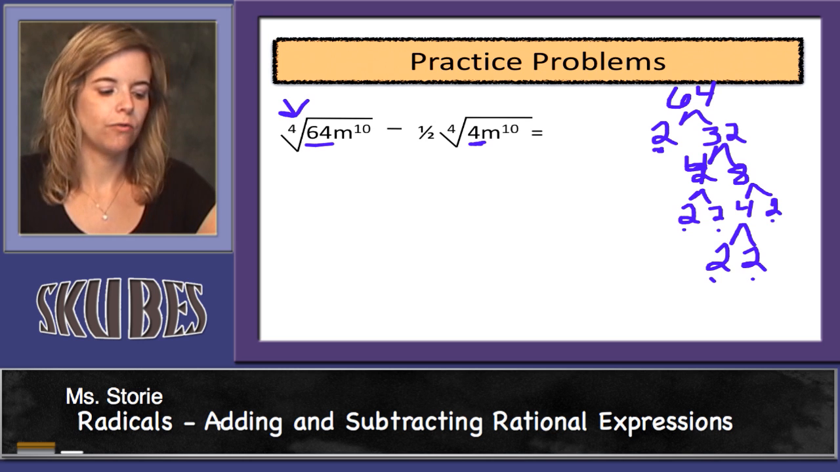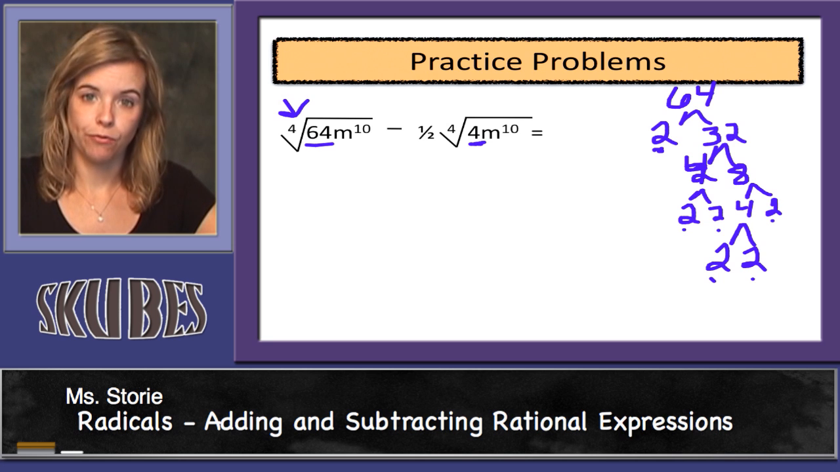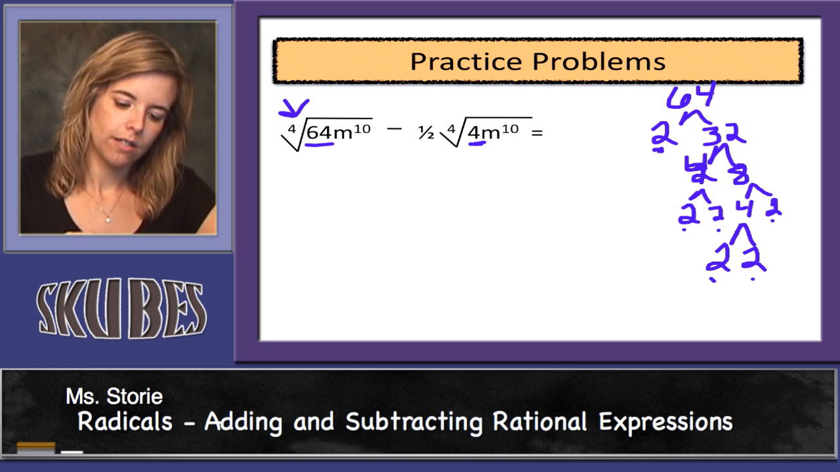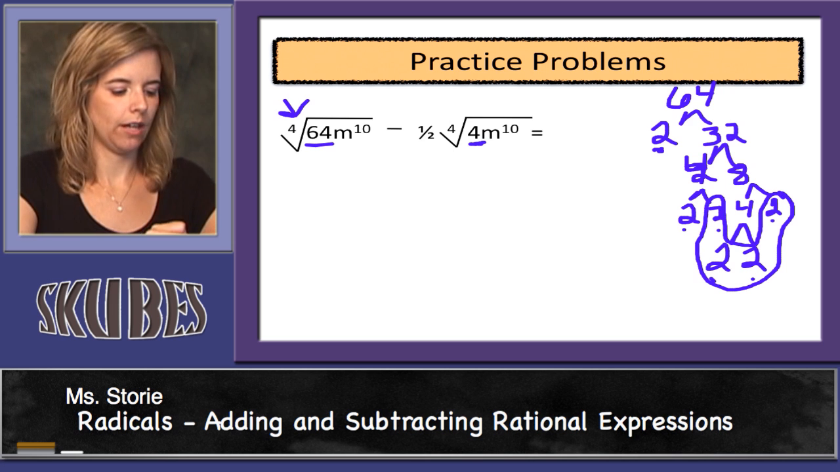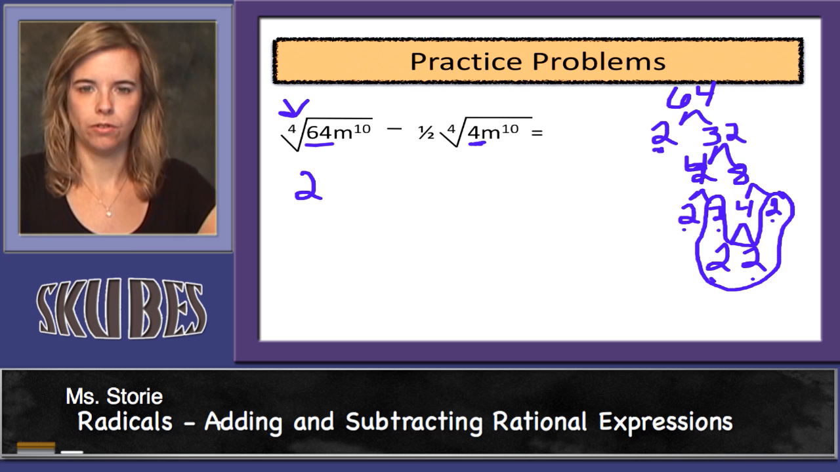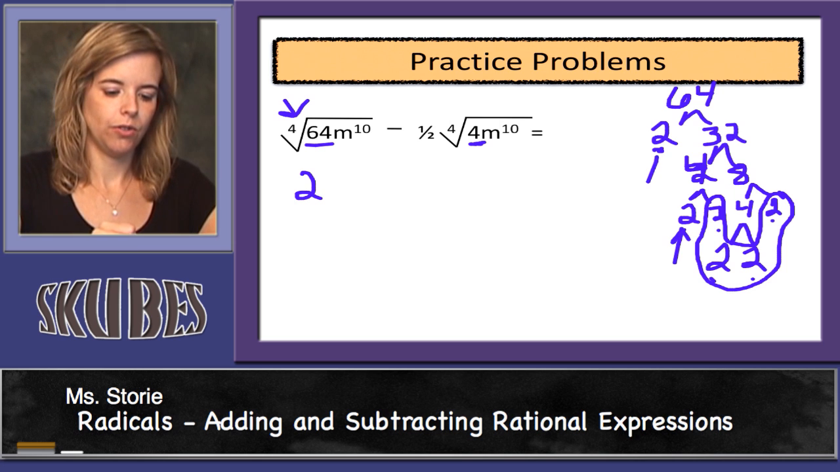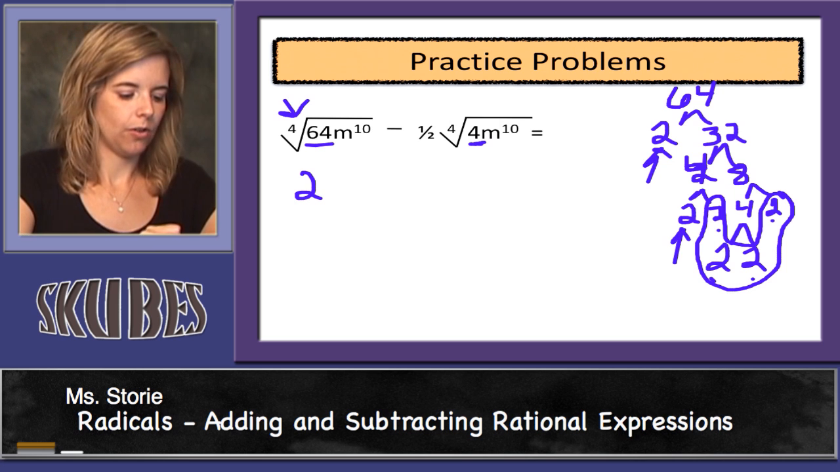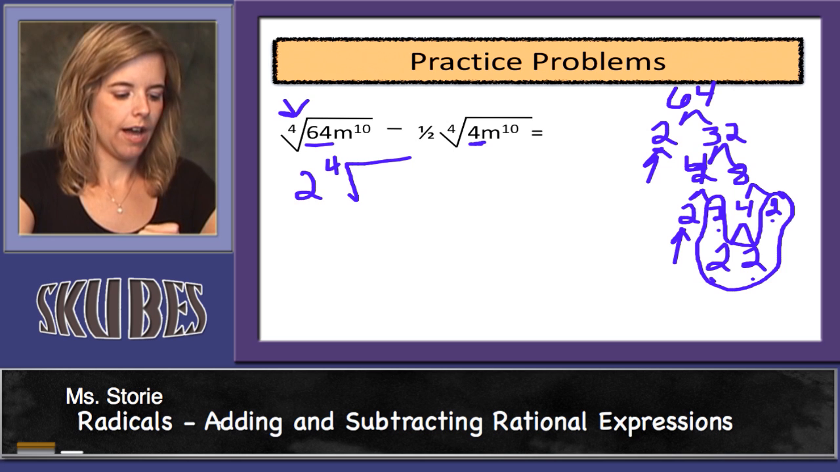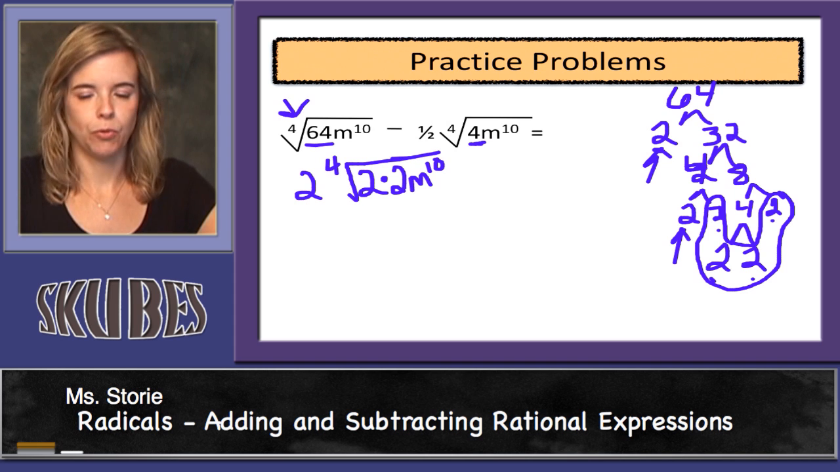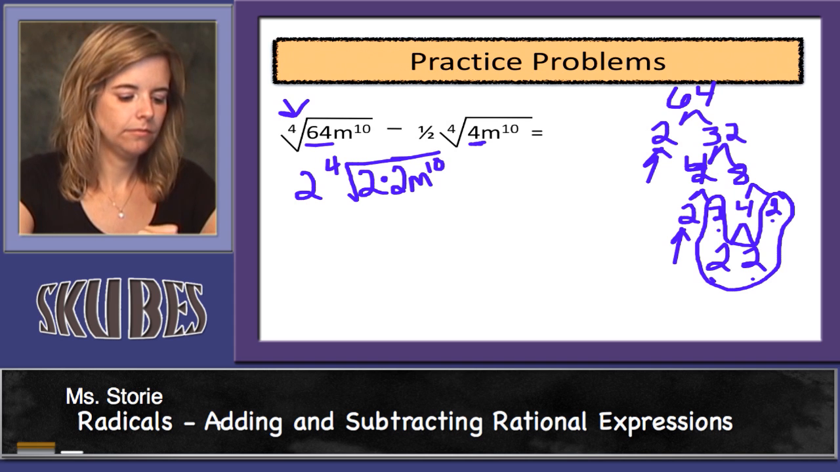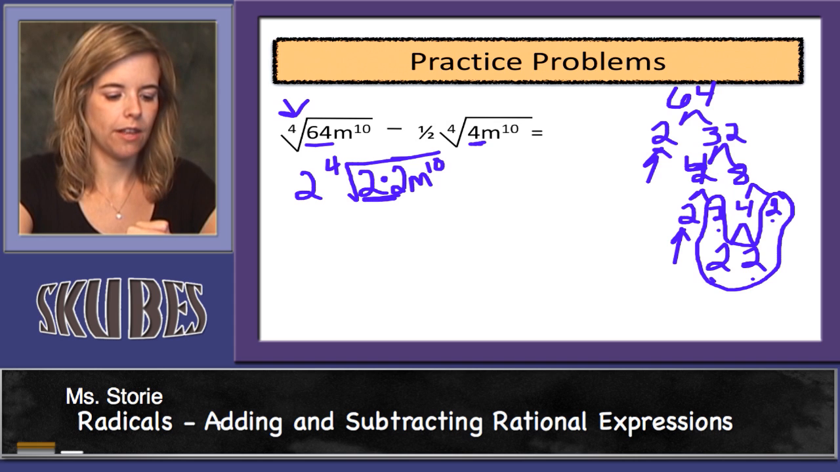But look, the index is 4, so that means we have to take them out in groups of 4. So we've got 1, 2, 3, 4. I've got a group of 4 2's, so they can come out as one whole group. And then I've got 2 leftover guys. So that means, it's the 4th root, I have 2 leftovers, 2 times 2, and then I have m to the 10th, because I haven't broken down m to the 10th at all yet. 2 times 2 is 4, 4m to the 10th, hey, that matches there.